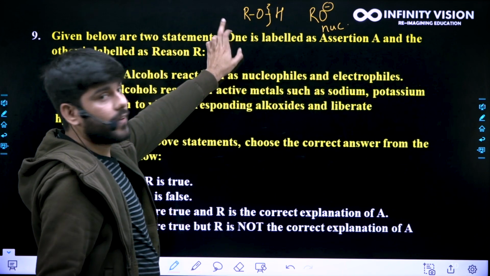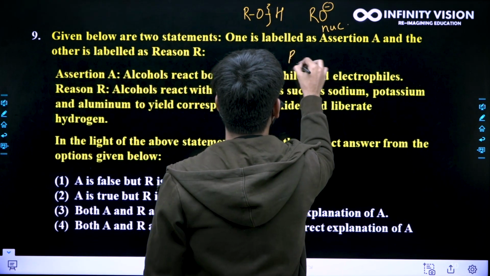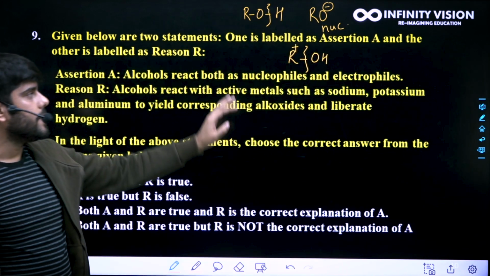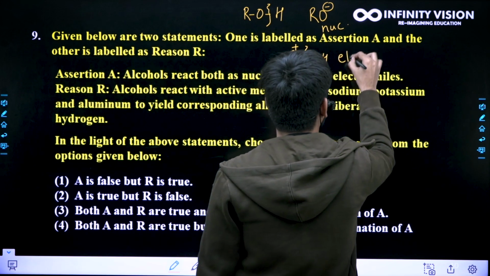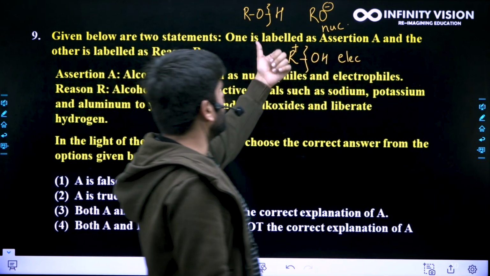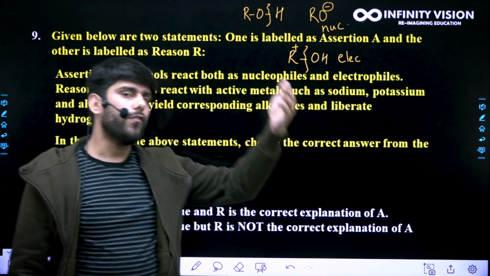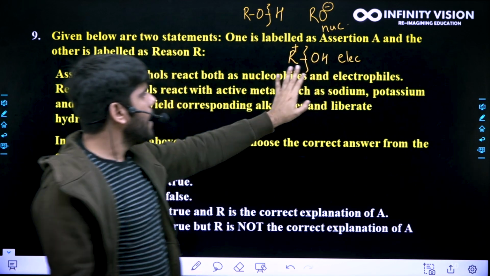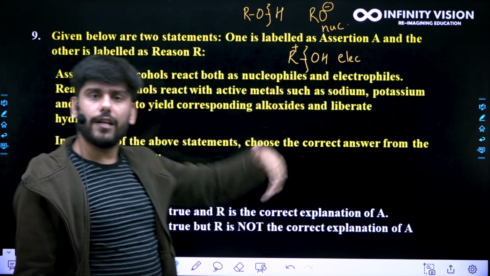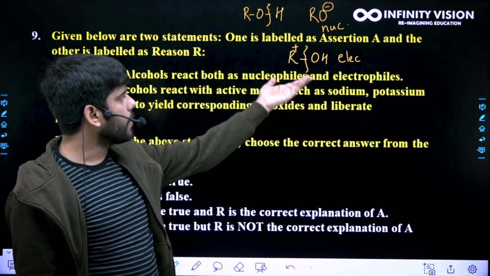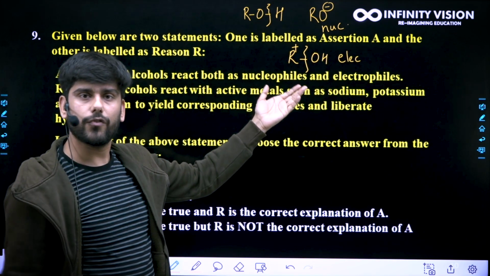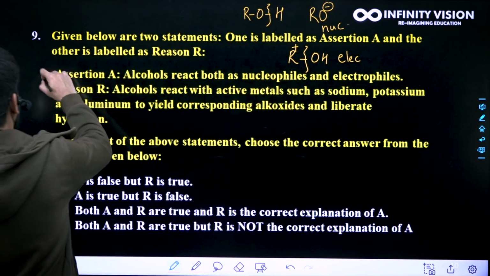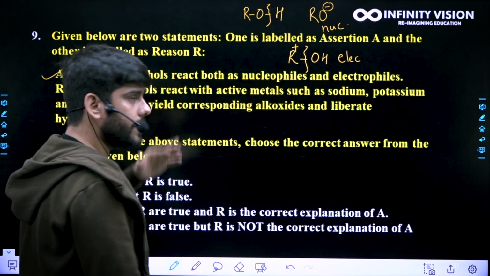And suppose the bond between carbon and oxygen is broken, what do we get? We get a carbocation, right? So here it is acting as an electrophile. Now, acidity of alcohol can be explained by taking into consideration the nucleophilic nature. And dehydration of alcohol can be explained on the basis of its electrophilic nature. So yes, they react both as nucleophiles and electrophiles. Absolutely correct. Let's see the reason for this.